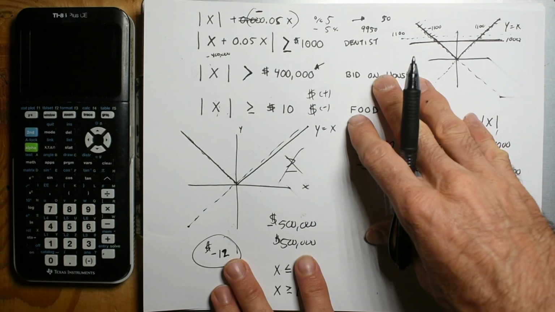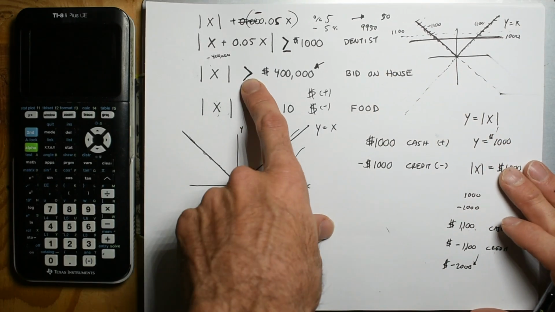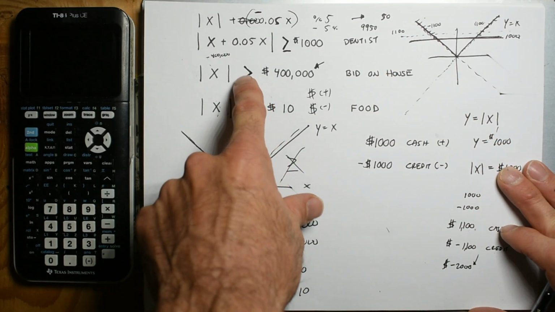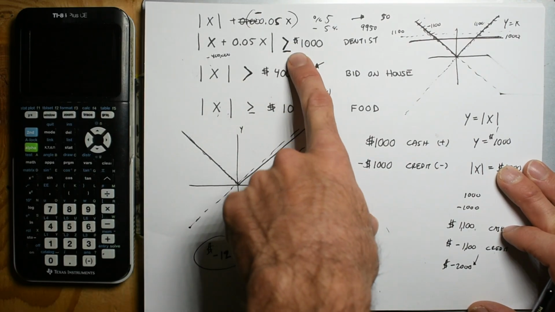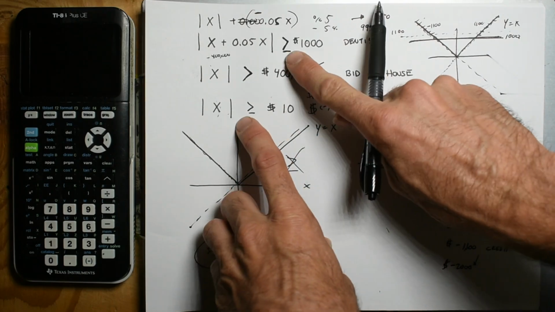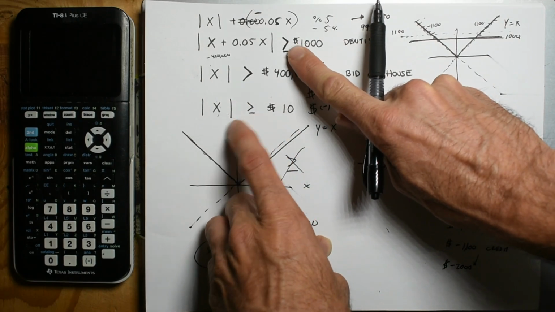We did it. But I did like my setup for this. We used bidding on a house where you can't equal that bid. You have to do more. And then you have food and paying someone at the dentist. You can either pay equal or you can pay more.